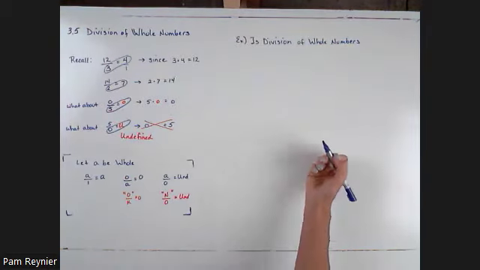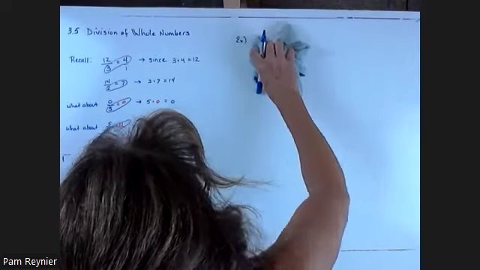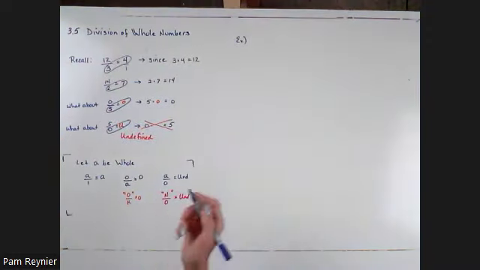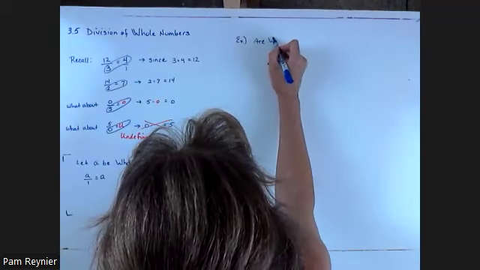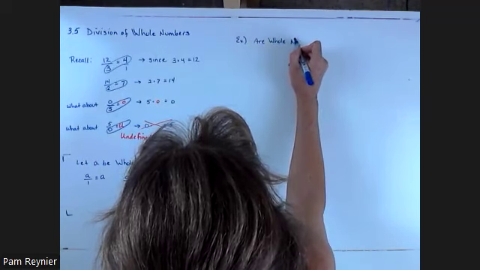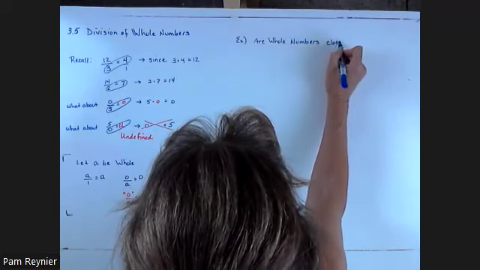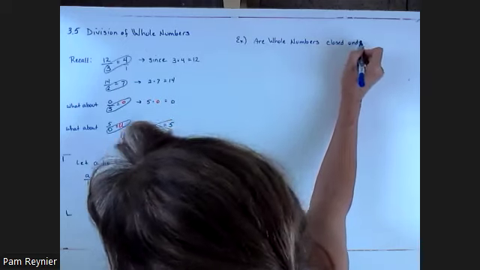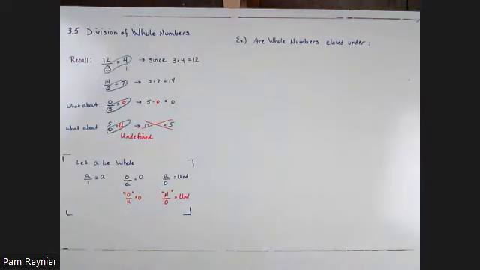Let me rephrase that. Sorry about that. Let's do it this way. Let's go ahead and do a little recap. Are whole numbers closed under, we're going to try all the operations we've done so far. Before we do that, always start with what you know. Always define what we know.